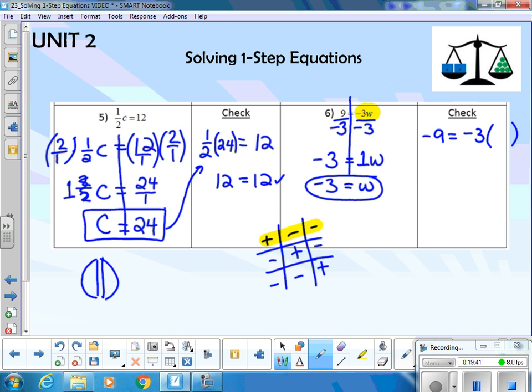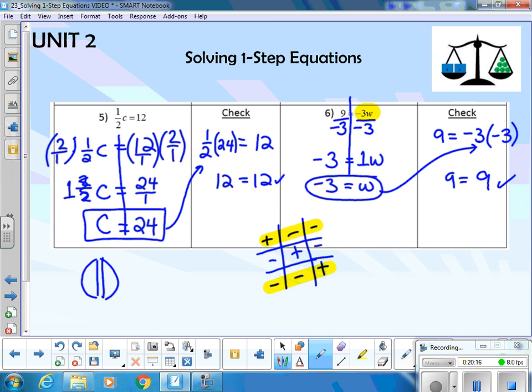Instead of writing w, I'm just going to put my parentheses and plug in what I have. W equals negative 3. So over here I have negative 9. Negative times a negative. Oops, sorry, that's wrong. This is a positive 9. A negative times a negative, if you look back over here, that is a positive. So I get a positive 9 over there, so I know that my answer is correct.